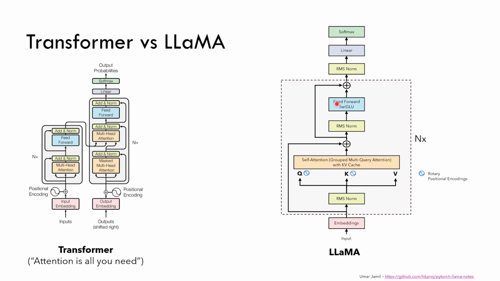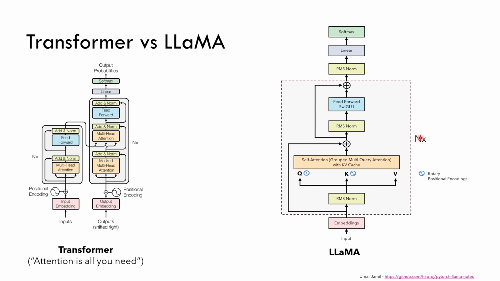Another thing that changed is the feed-forward layer. In the original feed-forward layer of the vanilla transformer, we had the ReLU activation function for the feed-forward block. But in LLaMA, we are using the SwiGLU function, and we will see why.